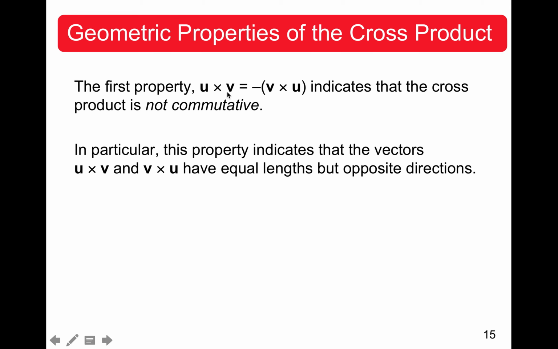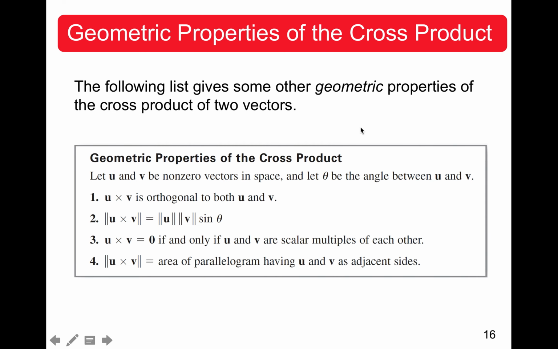Okay, so some geometric properties of the cross product. We learned that if we switch the order, then it's going to be the negative. So that means that it's not commutative. If you remember our simplest version, commutative means like 3 plus 2 is equal to 2 plus 3. So we know that cross products are not commutative because they do not equal each other when we change the order. In particular, this property indicates that the vectors u cross v and v cross u have equal lengths but opposite directions.